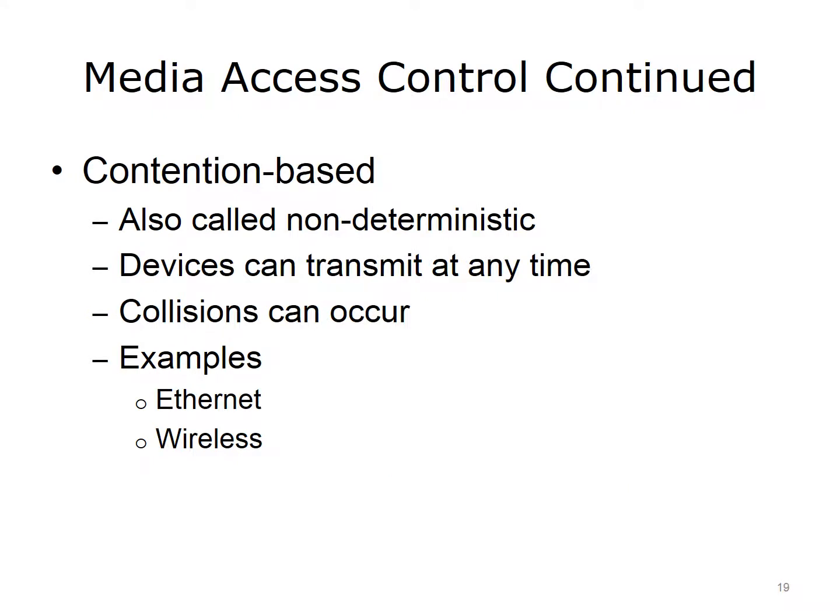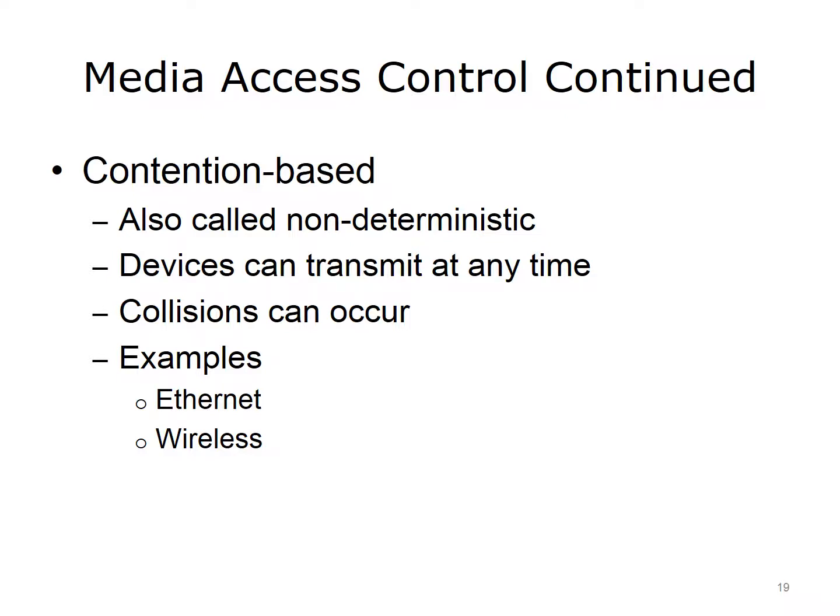Slide 19. The MAC sublayer determines how data frames are placed onto the network media. Which device gets to talk? There can be multiple devices sharing the same media, and there has to be a system in place to decide which device gets to place its data on the network. The two MAC methods for allowing access to shared media are controlled and contention-based.